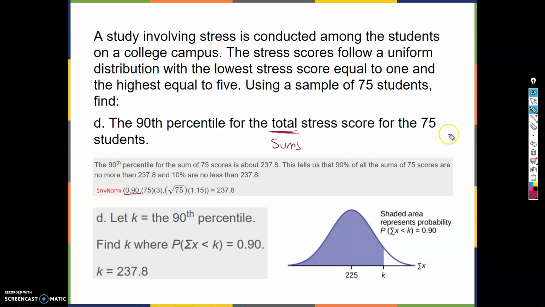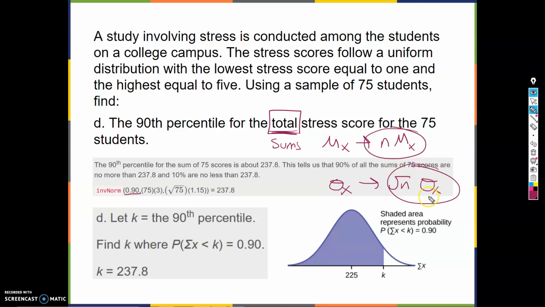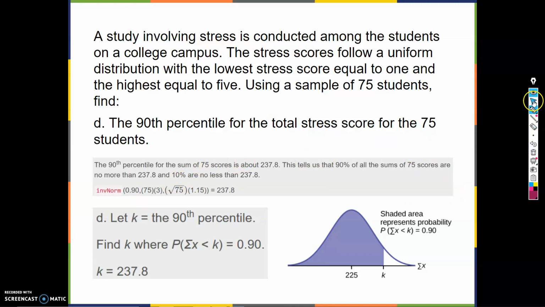So in general, you need to figure out when you are using sums. When you are using sums, the mean transforms to n times the mean, and your standard deviation goes to the square root of n times the old standard deviation. New mean, new standard deviation, but inverse normal and normal CDF are used the same. So you need to know whether you're in a sum situation or a mean situation.